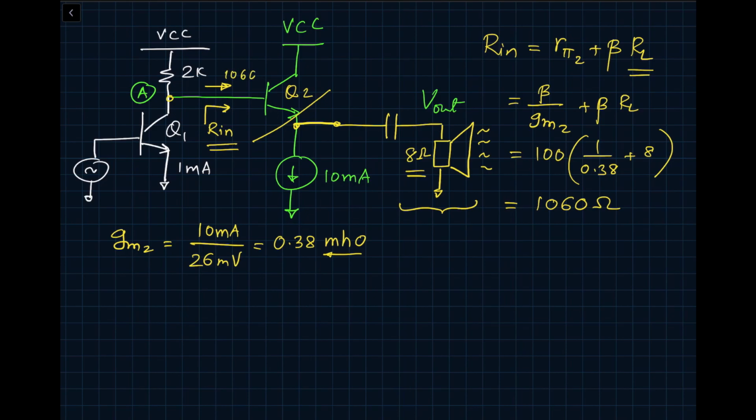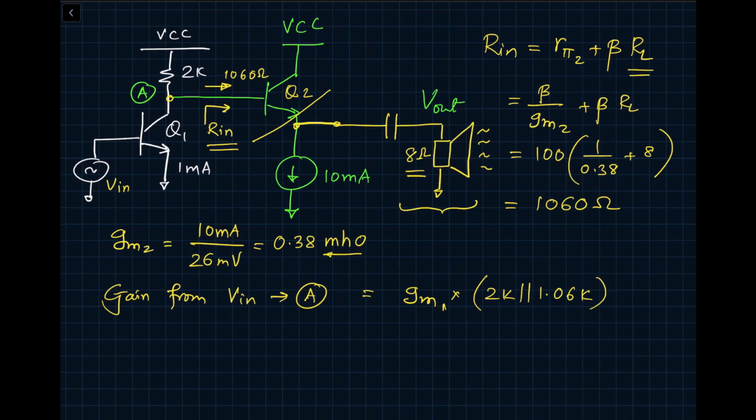So the resistance looking into the base of Q2 is now 1060 ohms. So what is the gain of the first stage, which is going from V in to node A? The gain from V in to node A is going to be equal to negative GM1 times RL, where RL is 2K in parallel with 1.06K. So this is going to look like 1 milliamp divided by 26 millivolts multiplied by 693 ohms, and that will be approximately equal to minus 27.